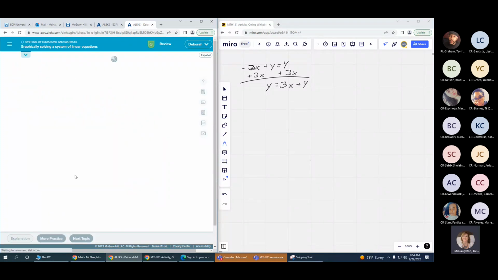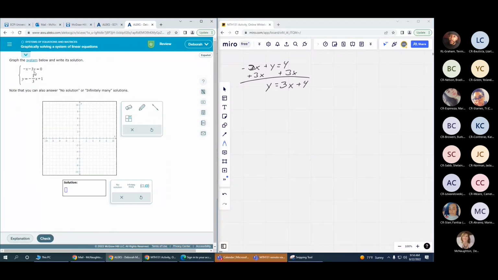Right, and let's do another one of those. So again, I'm going to graph the second one first because it's already in slope-intercept form. So the second equation, the y-intercept is +1. And then the slope is -1/3. So we go down 1 and to the right 3 from this point. That's my second point.